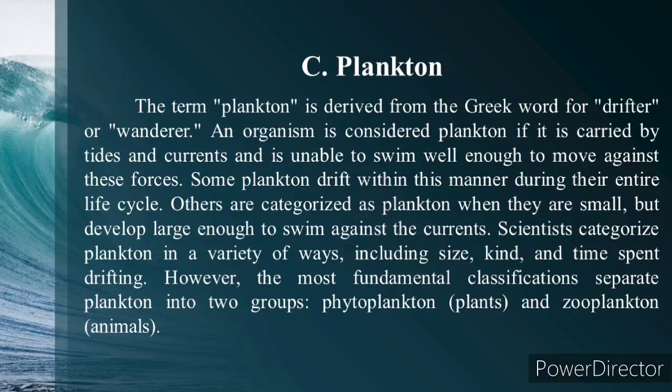An organism is considered plankton if it is carried by tides and currents and is unable to swim well enough to move against these forces. Some plankton drift in this manner during their entire life cycle. Others are categorized as plankton when they are small, but develop large enough to swim against the currents. Scientists categorize plankton in a variety of ways, including size, kind, and time spent drifting. However, the most fundamental classifications separate plankton into two groups, phytoplankton, plants, and zooplankton, animals.